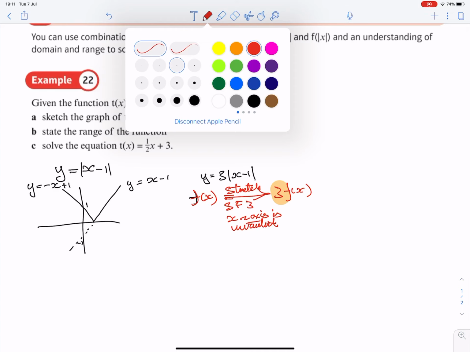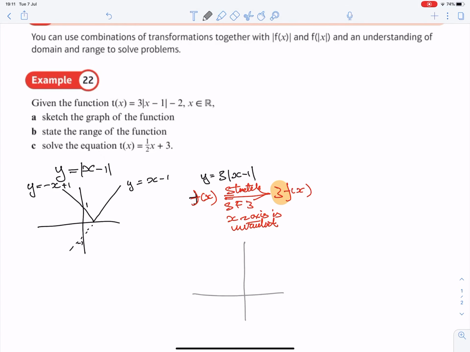So our sketch is now basically the same as we had before, but it's going to be steeper and steeper. And instead of going through 1 here, it's going to go through 3. This point would still be at 1. So this line is now 3 times what it was before. So it's y equals 3 lots of x minus 1, so it's 3x minus 3. This line is y equals 3 lots of minus x plus 1, so we get minus 3x plus 3.